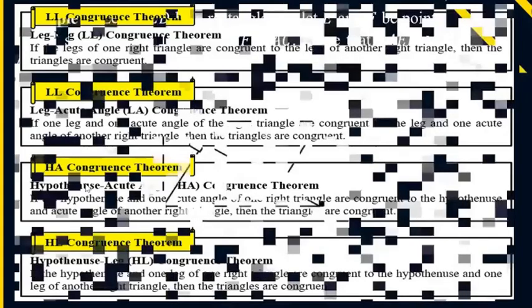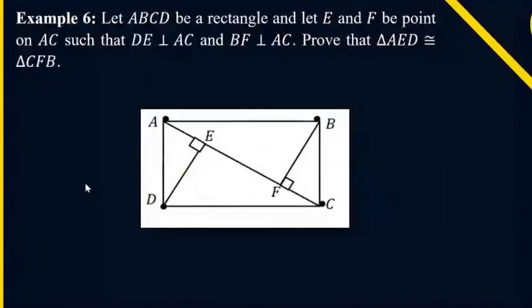So let us have an example. Example number 6. Let ABCD be a rectangle and let E and F be points on AC such that DE is perpendicular to AC and BF is perpendicular to AC. Prove that triangle AED is congruent to triangle CFB. And here is the figure that we have.